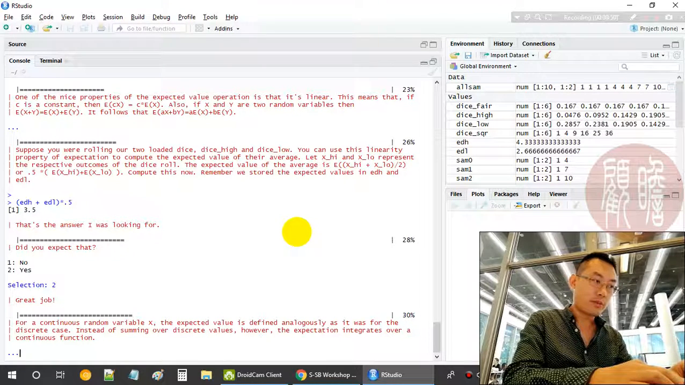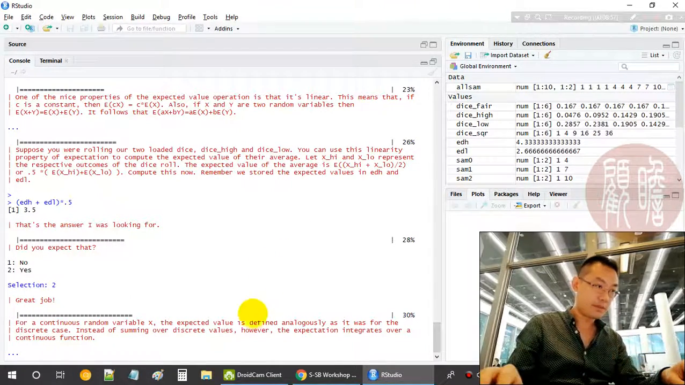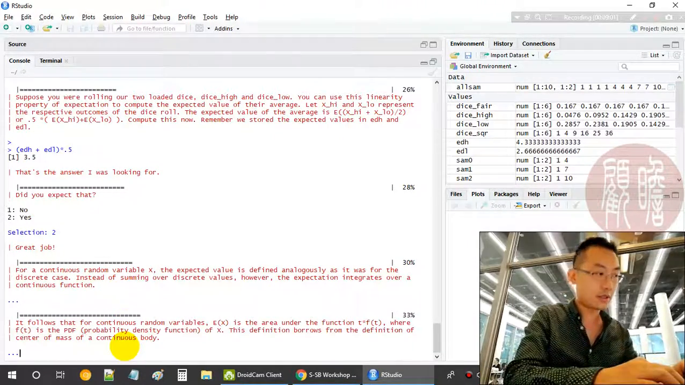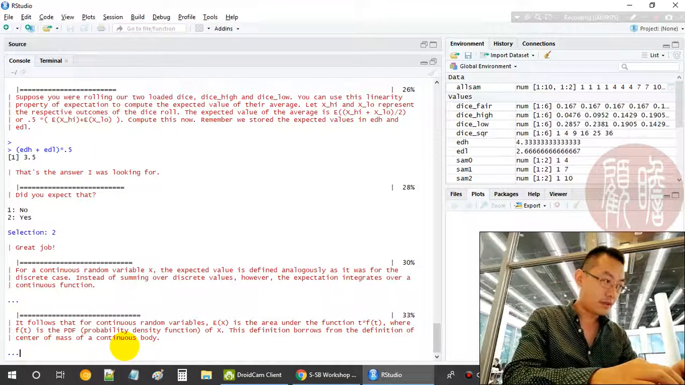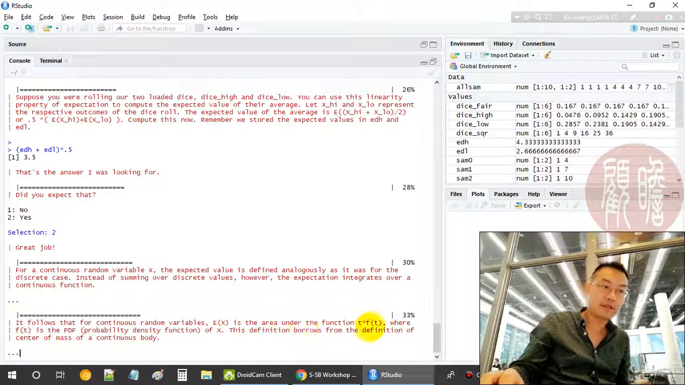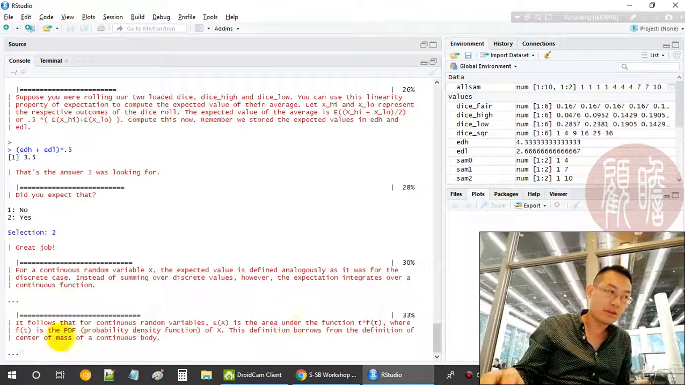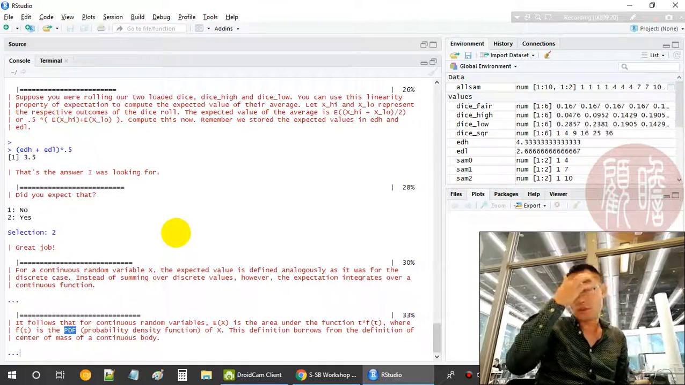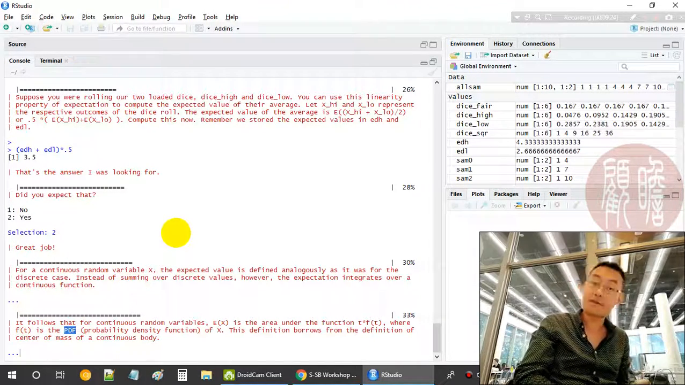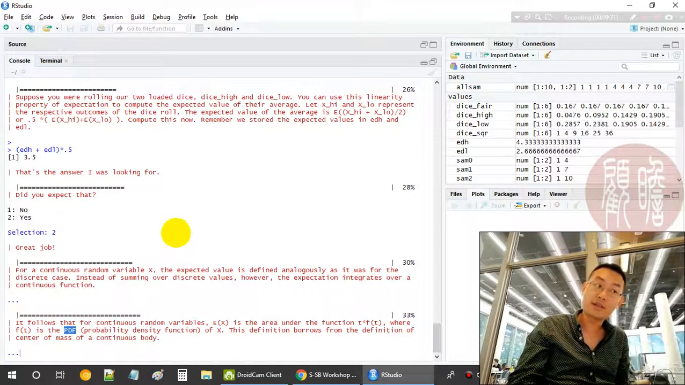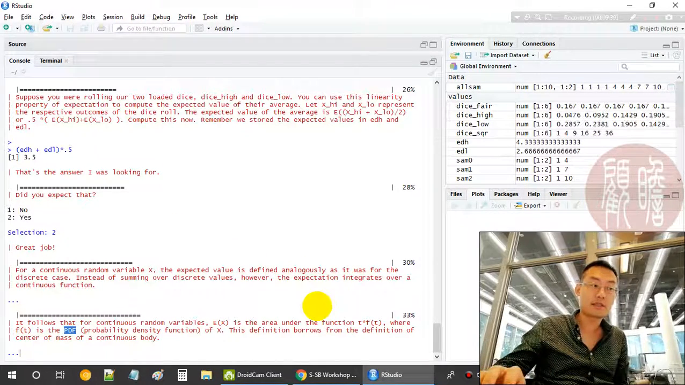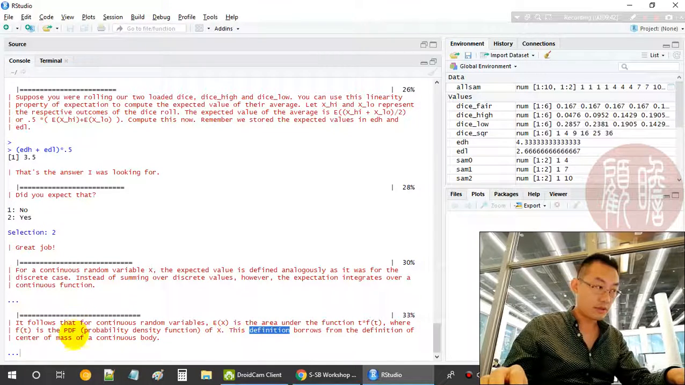For a continuous variable x, the expected value is defined like the discrete case, but instead using an integral over a continuous function. Expected x is the area under the function t times f(t) for the continuous case, where f(t) is a probability density function. It's no longer a probability mass function, it's a probability density function. The area under a probability density function curve is 100%. So for the continuous variable we use the integral and calculate t times f(t). This definition borrows from the definition of the center of mass of a continuous body.